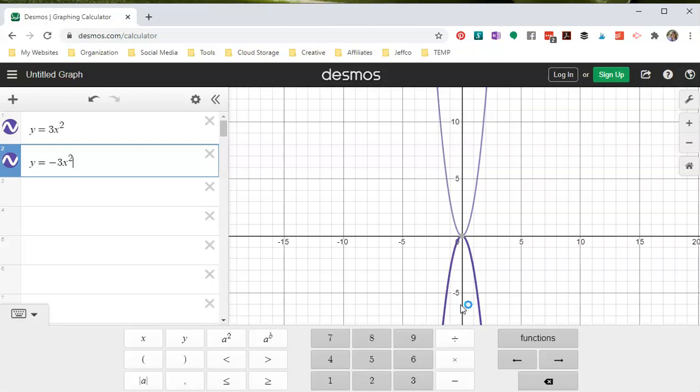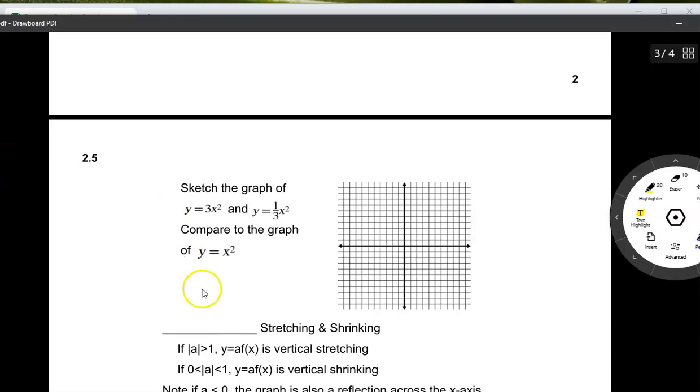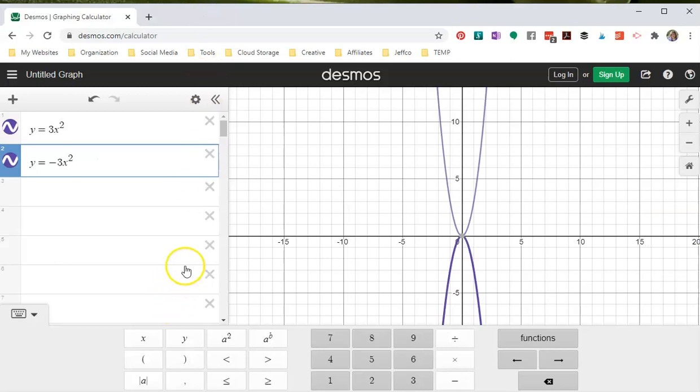So we don't have to have a separate rule for numbers less than 0. Instead, the way we're writing the rule is we're going to talk about absolute values. So when we take the absolute value of that number, is it bigger than 1 or is it less than 1? If it's bigger than 1, it's going to stretch it vertically. And if it's less than 1, it's going to shrink it, which makes it wider, like our 1/3 one. So here's our rule, and this is called vertical stretching and shrinking. So the word that you need to put in the blank there is vertical. Okay, let's move on to the next section.